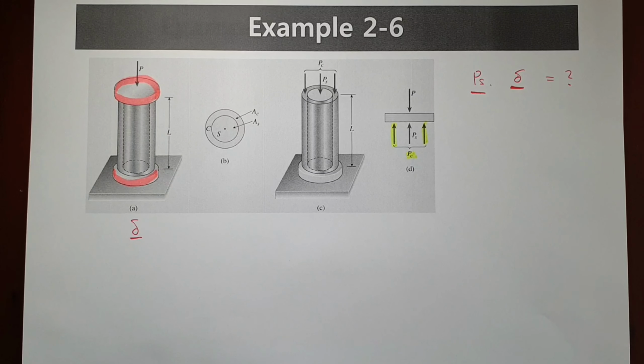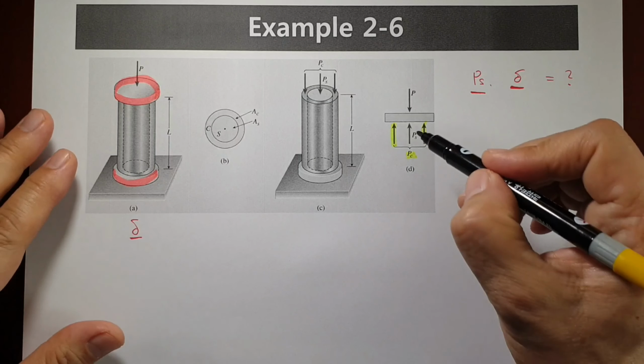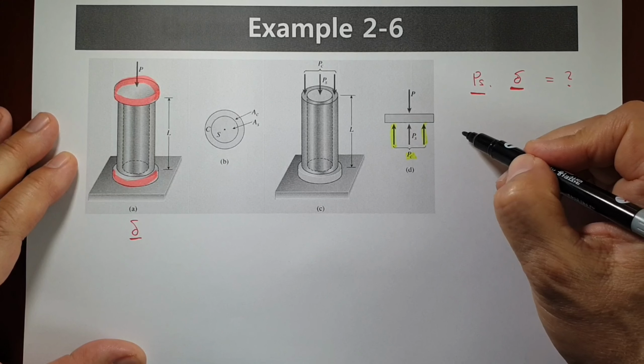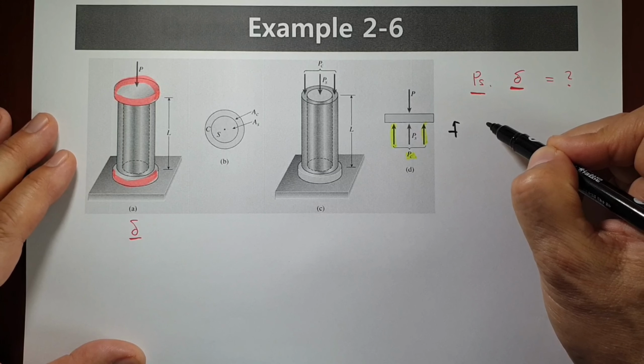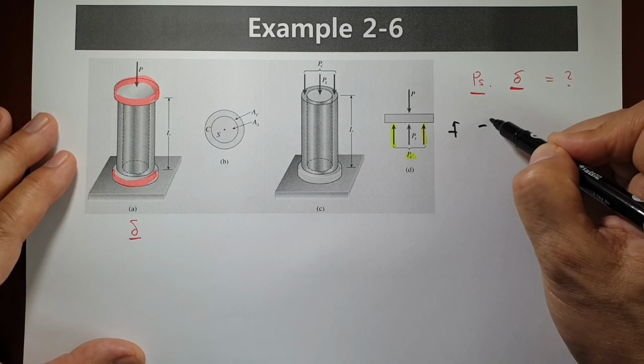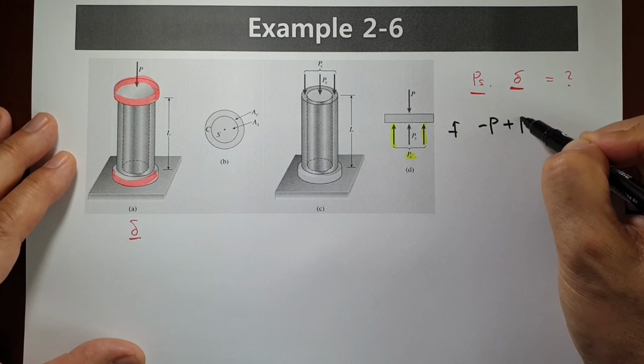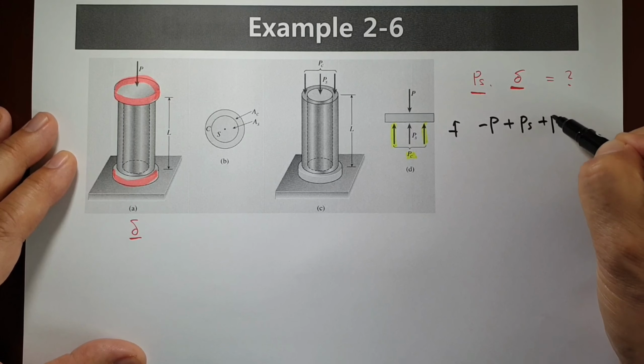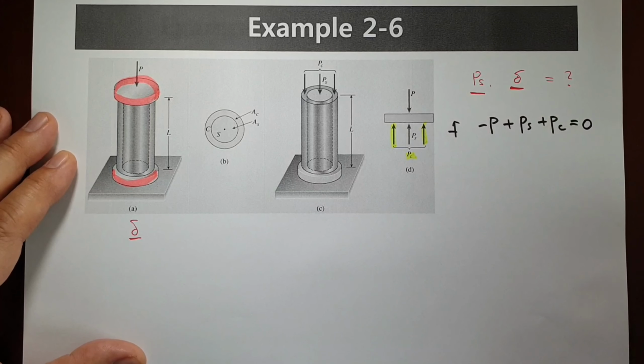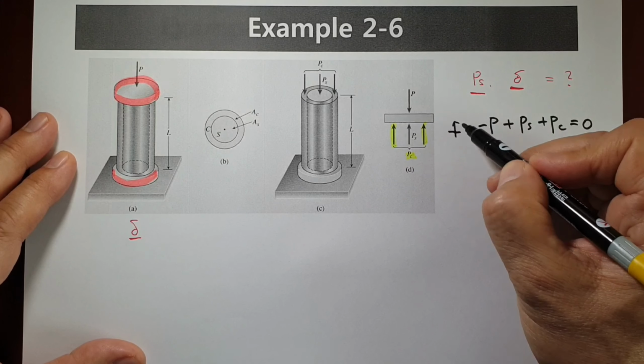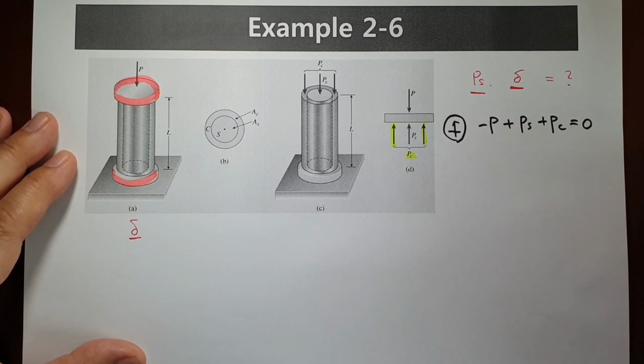delta and PS, we would like to apply force equilibrium and geometrical compatibility as well. At first, the force equilibrium, when you think over here, positive, then minus P plus PS plus PC equals 0. Okay, when you consider positive one. Okay, next one.